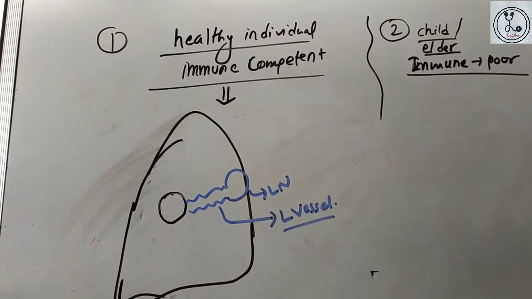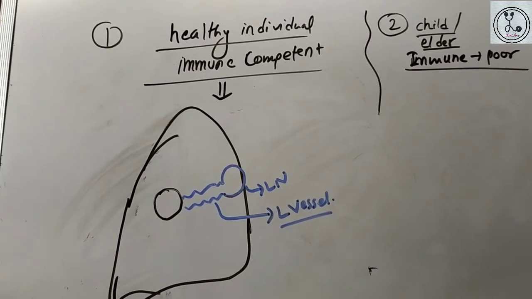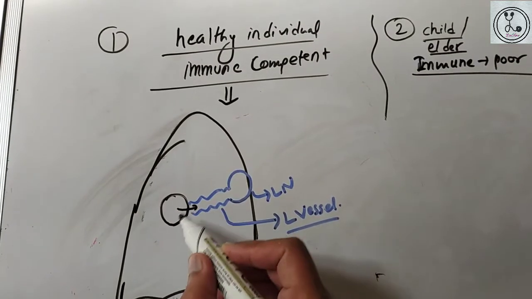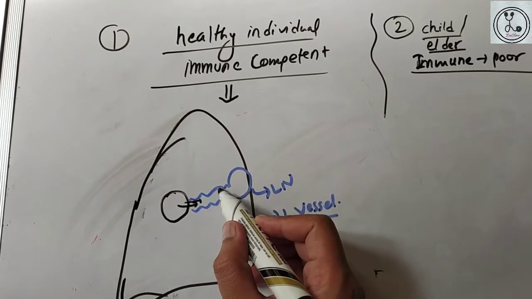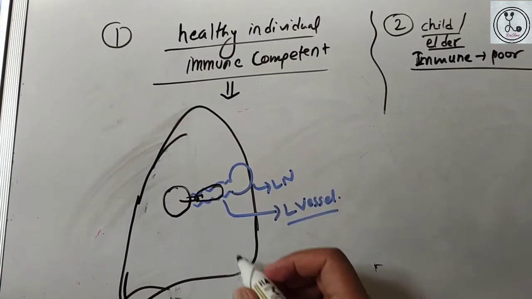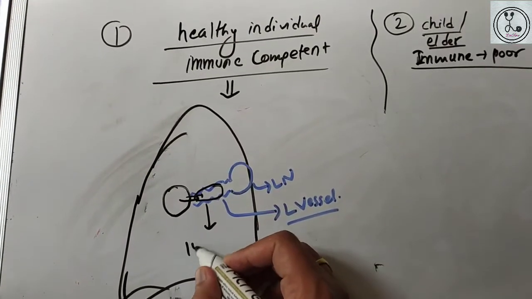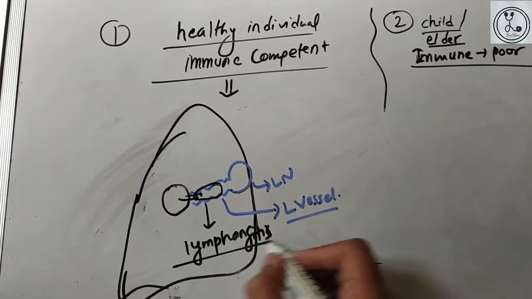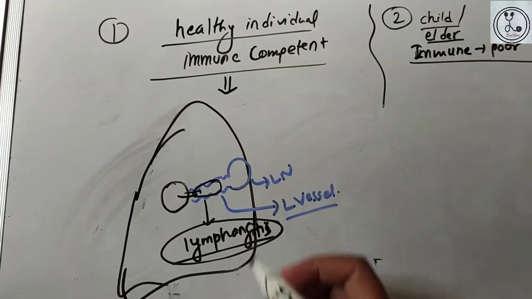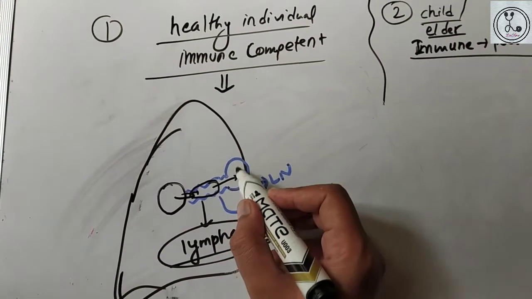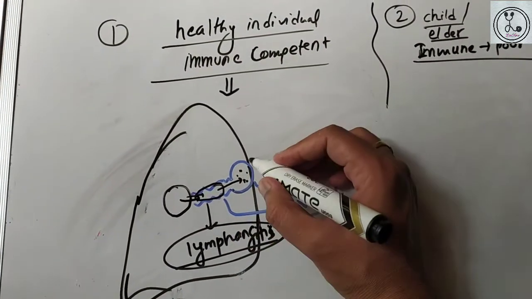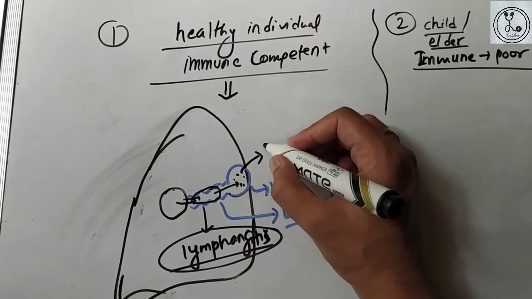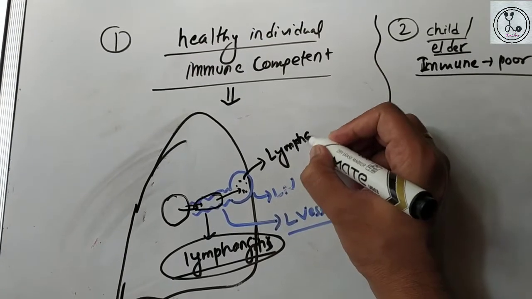And when the cavity is formed in this area, most of the bacteria will be killed, but some bacteria again trickle down into the nearest lymphatic channel, and now the inflammation involves the lymphatic vessel. So this condition is known as lymphangitis. That is, an inflammatory reaction involving the lymph vessel is known as lymphangitis. And when this bacteria reaches the lymph node, it causes inflammatory changes in the lymph node. So this is known as lymphadenopathy.